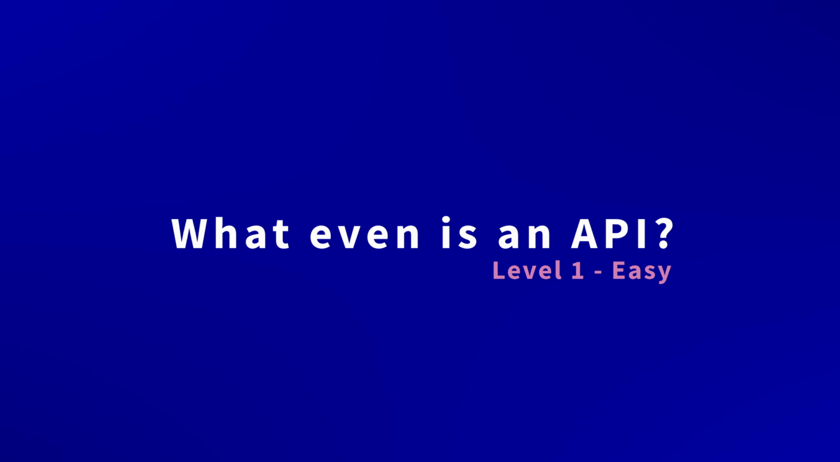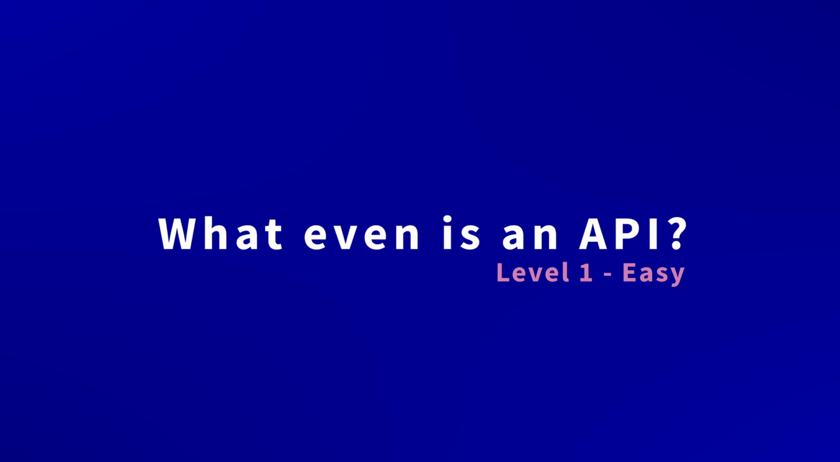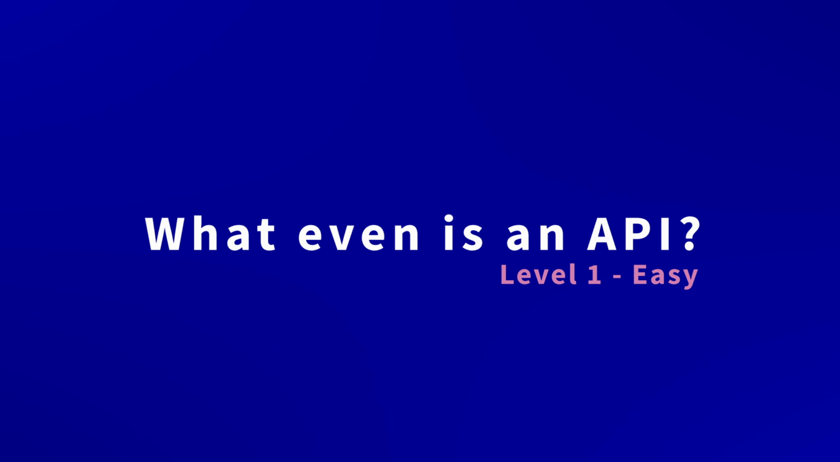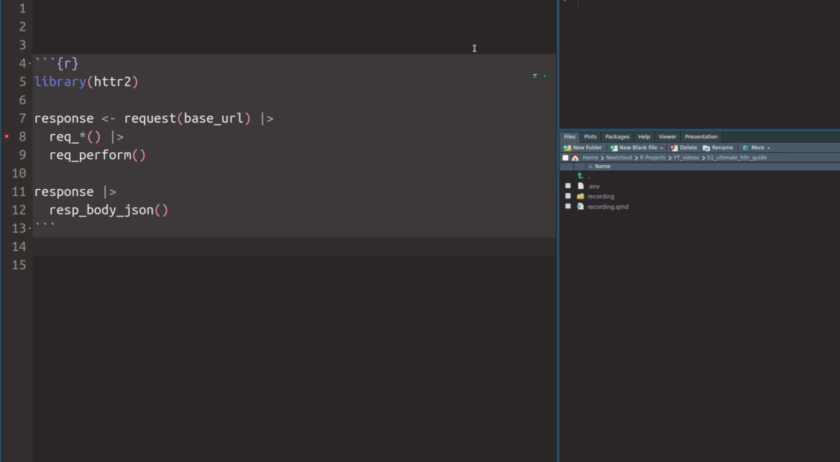All right, in level 1, we are going to make a request to the US National Weather Service to get a weather forecast for a specific location. And in my Quarto file, I've already sketched out the workflow that the httr2 package requires so that we can make a request to an API.